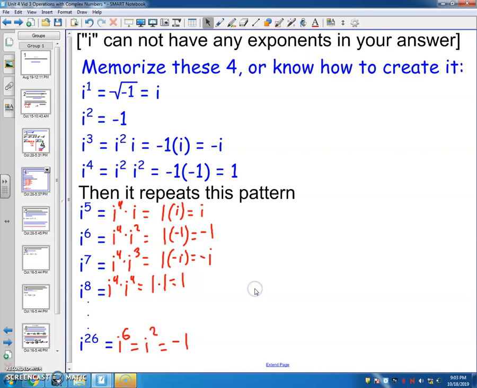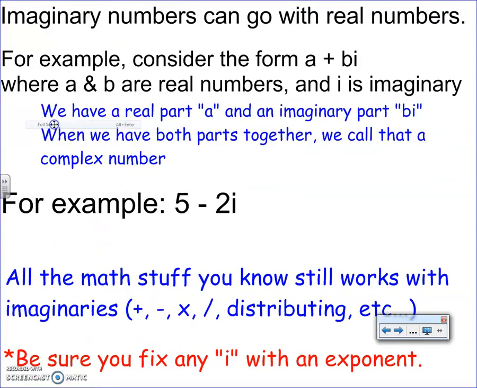Alright, then we have the next slide. So, imaginary numbers can go with real numbers. We usually have the form a plus bi, where a and b are numbers and i is imaginary. So we have what we call the real part a and the imaginary part bi, because i is imaginary, it goes with b. When we have both parts together, we call that a complex number.